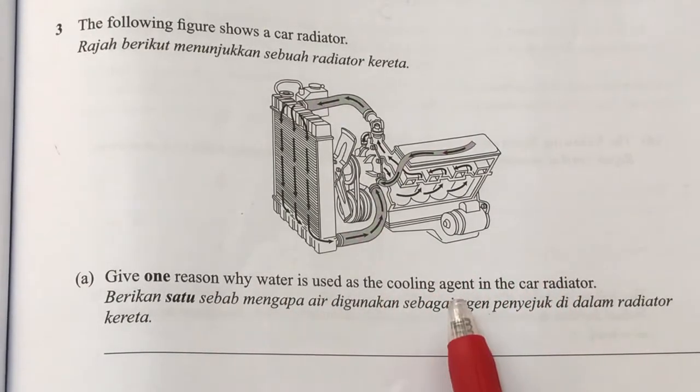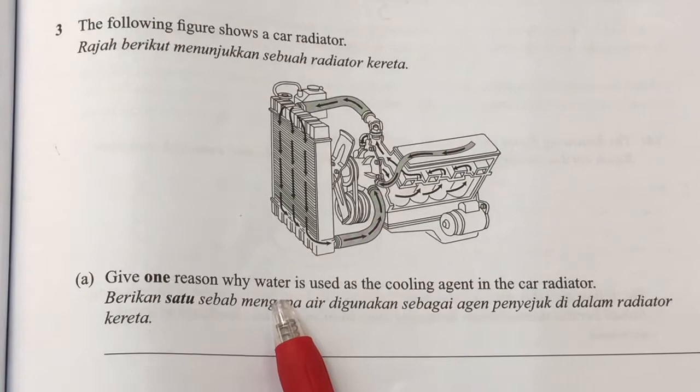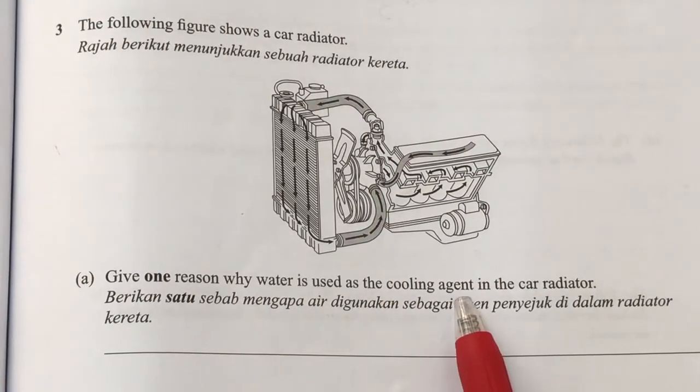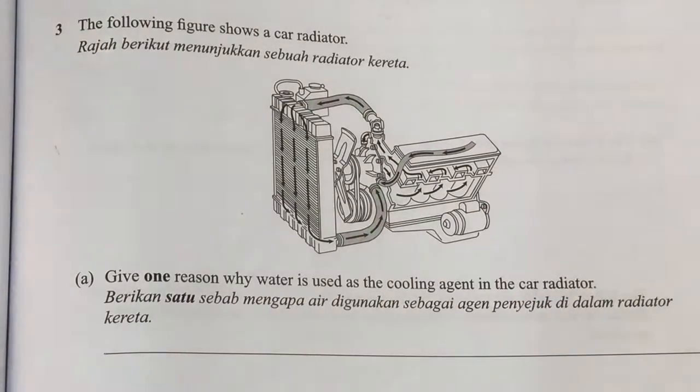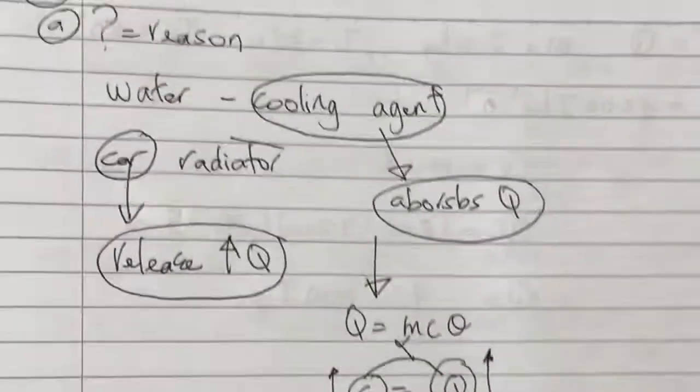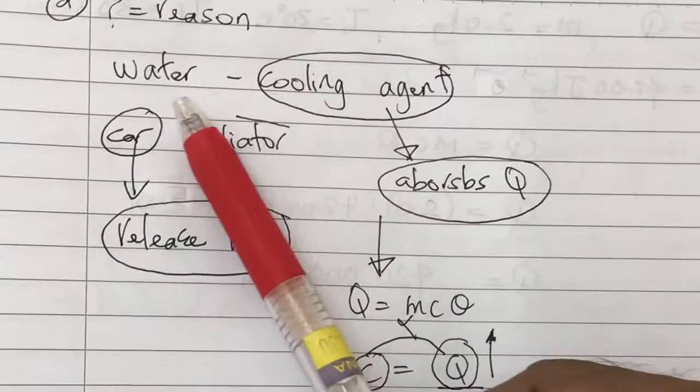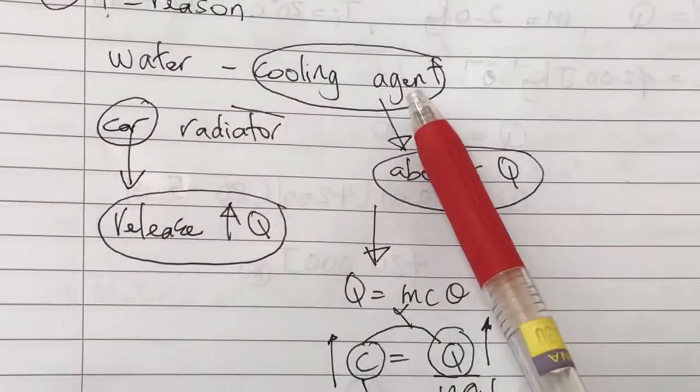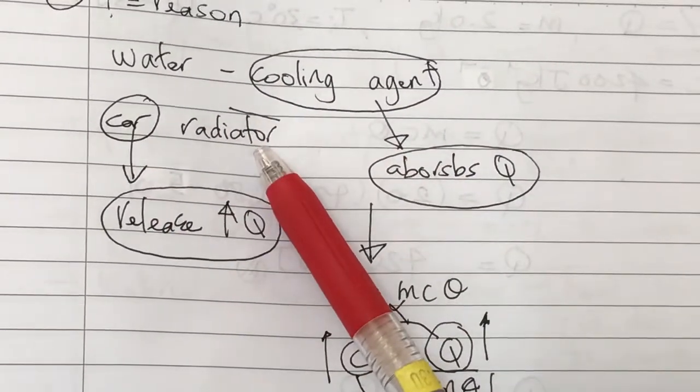Here we have some keywords. First is water, cooling agent, and car radiator. And they're asking the reason. As usual, we collect. They're asking the reason why water is used as a cooling agent in the car radiator.